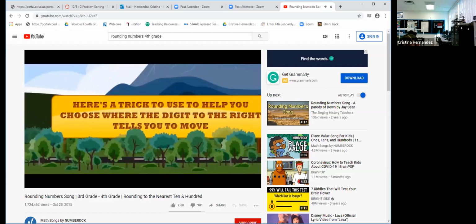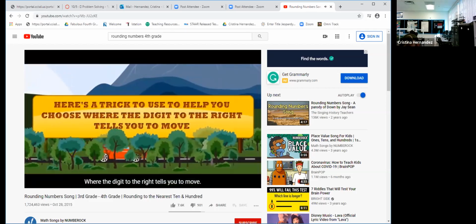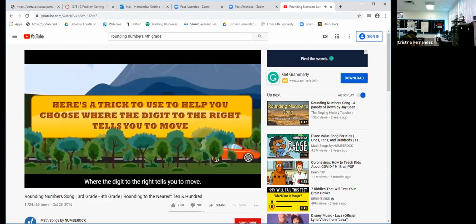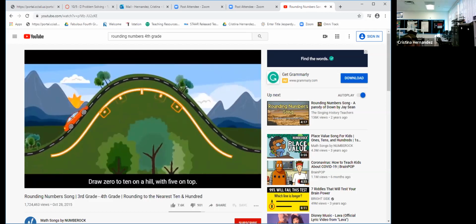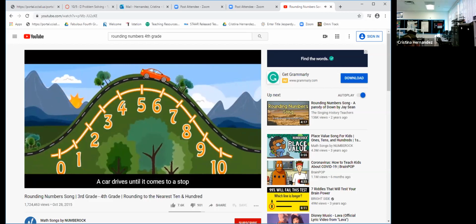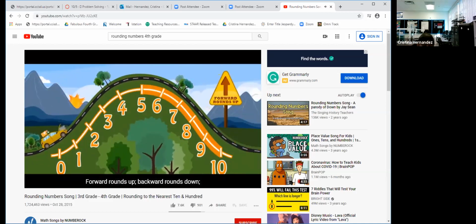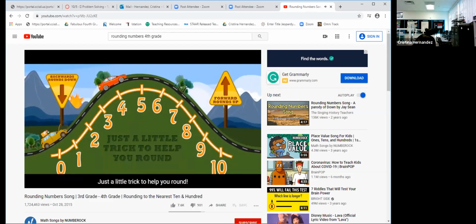Here's a trick to use to help you choose where the digit to the right tells you to move. Draw 0 to 10 on the hill with 5 on top. A car drives until it comes to a stop. If it's 5 or more, it moves forwards. If it's 1 through 4, it moves backwards. Forward rounds up, backward rounds down. Just a little trick to help you round.